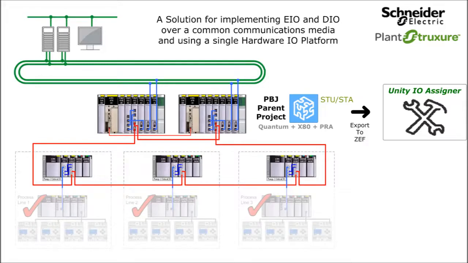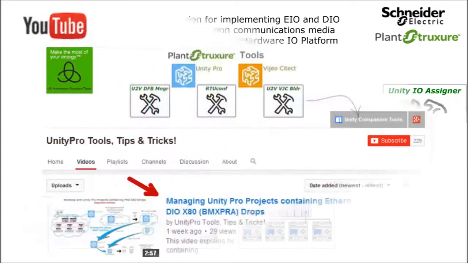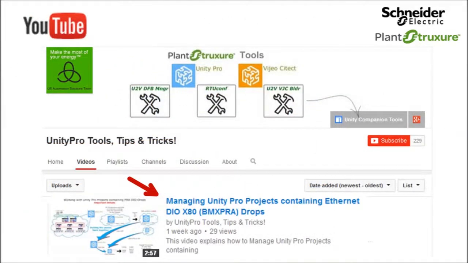Remember that following the import of the Unity IO assigner ZEF file, it is necessary to put the X80 BMX PRA DIO drop content back into the parent Quantum project, and here use the STA files for this. Again, the details regarding this are contained in the video, Managing Unity Pro Projects containing Ethernet DIO X80 drops.